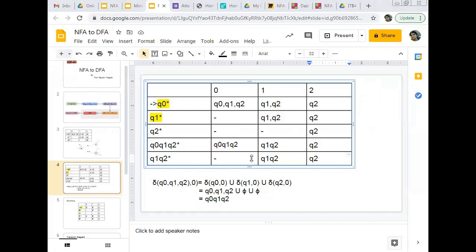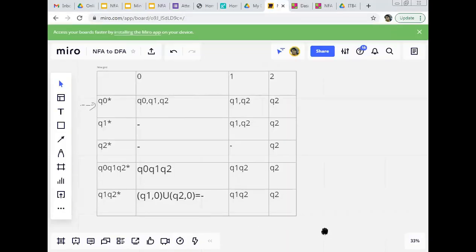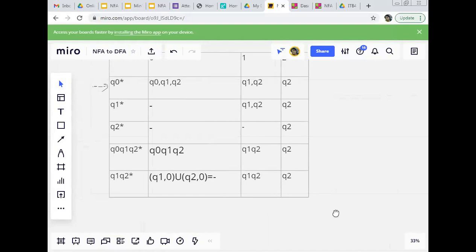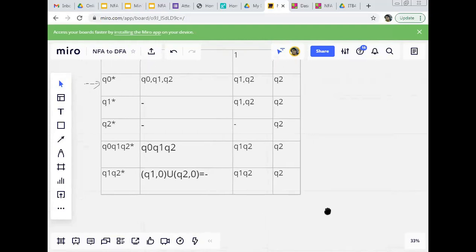Okay, is there any doubt in this? If no, we'll move on to the next step. Okay, so this is done. What should be the next step? Now we have to draw the diagram. We have to minimize it, right? It looks very weird writing Q0, Q1, Q2 in the circle, right? It doesn't look good. So we'll just rename it.